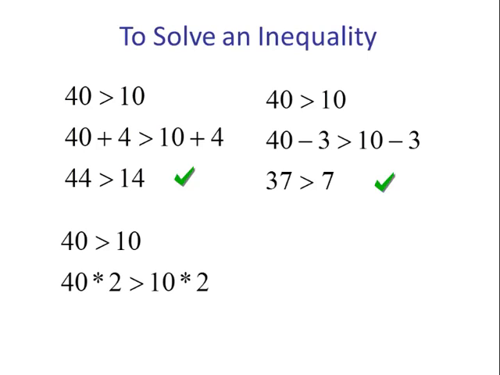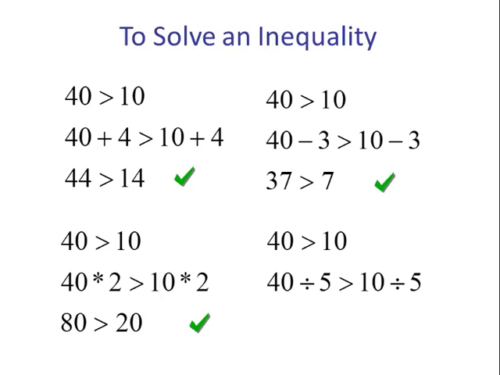Now let's multiply. If we multiply this true statement by 2, we have 40 times 2 is greater than 10 times 2. Well, that becomes 80 is greater than 20, and that's a true statement. Again, let's take our true statement. This time let's divide, and if we divide both sides of the inequality by 5, we are left with 8 is greater than 2. Again, this is a true statement.